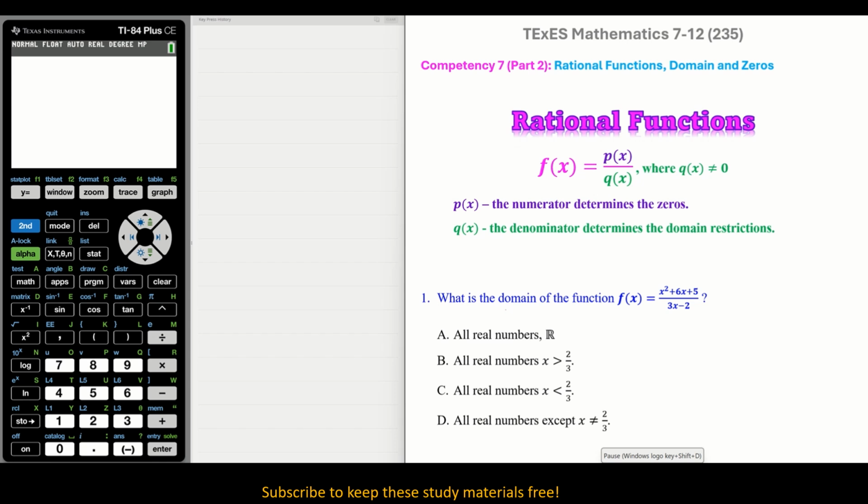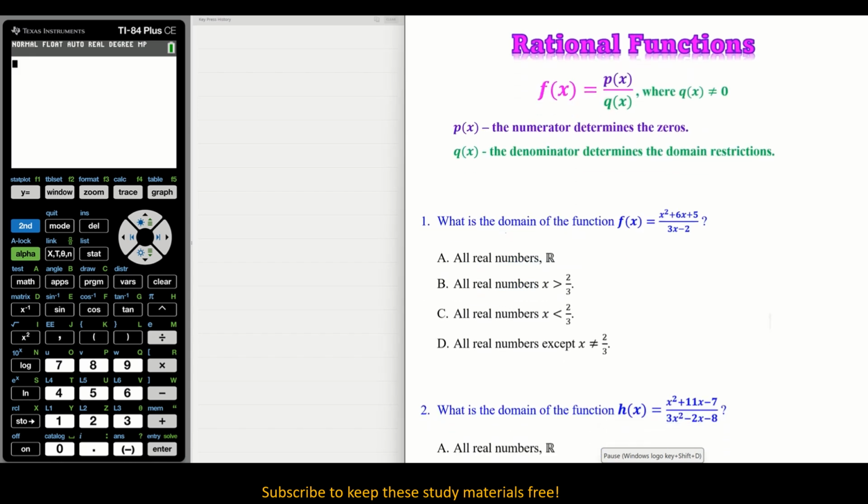Where does our function, our f of x, cross the x-axis? And our denominator, our q of x, cannot equal 0. This means we need to find those restrictions, those values of x that cause the denominator to equal 0, which is not allowed. We can't divide by 0.